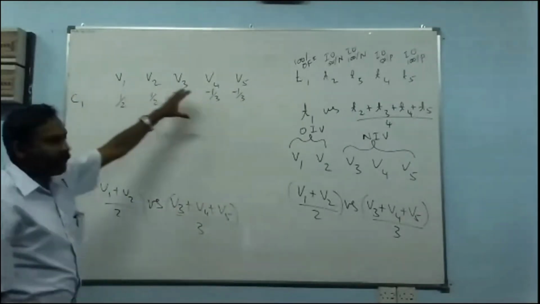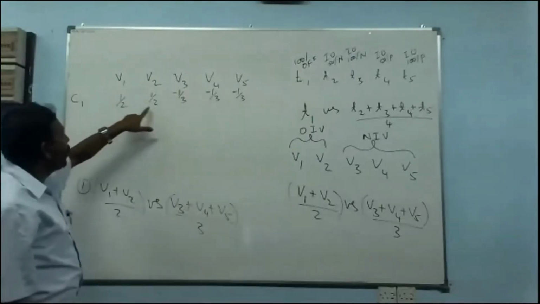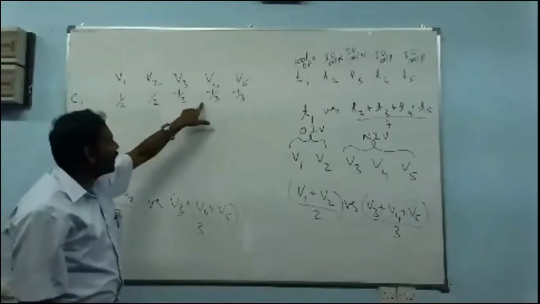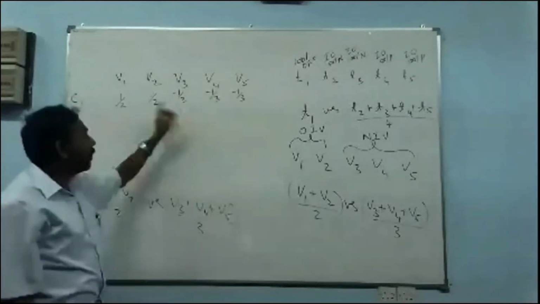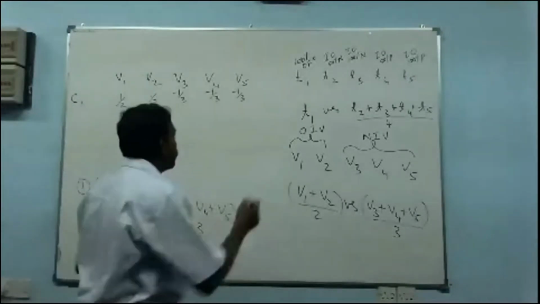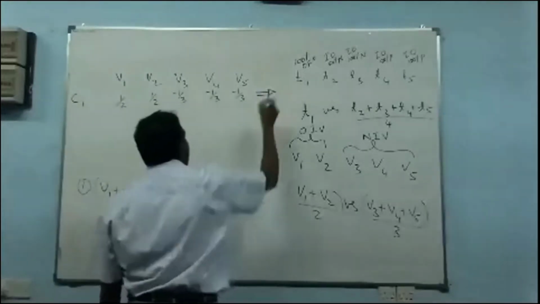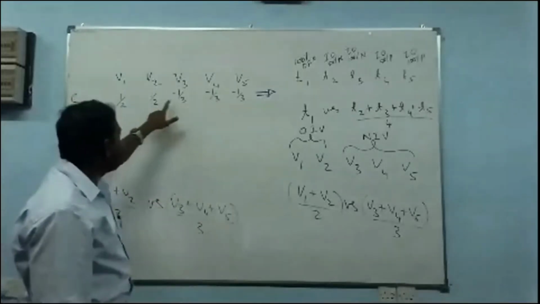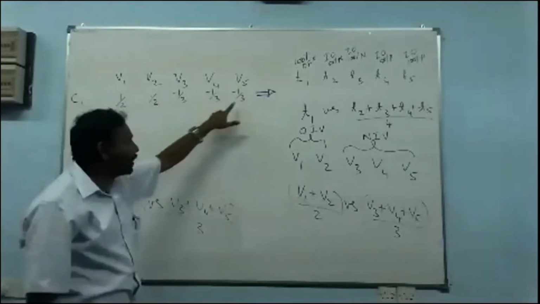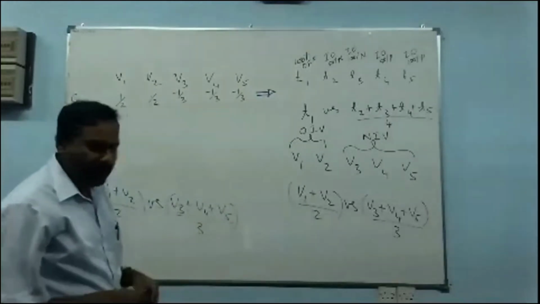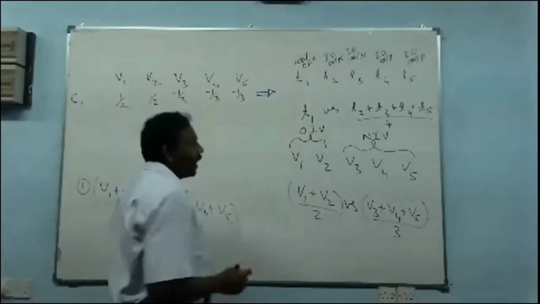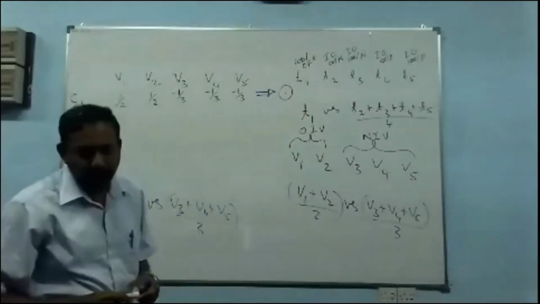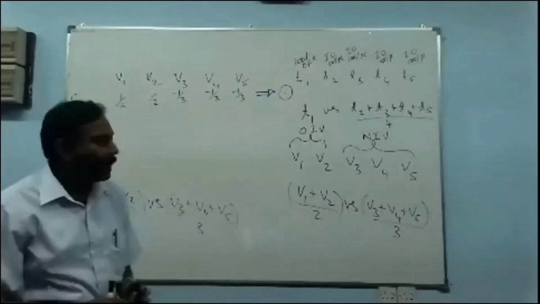So add the values of this. What is the value if you add all these? Half plus half, minus 1/3, minus 1/3, minus 1/3. What is the total value? 0. Yeah, 0. See, so this is what we call as orthogonal. So when you add the coefficients of all, it should be 0.